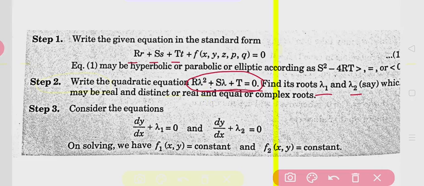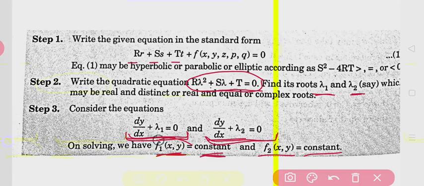So these two roots may be real and different, or real and equal, or complex also. Okay, now for these roots you have to form two differential equations. First differential equation dy by dx plus lambda 1 equal to 0, second will be dy by dx plus lambda 2 equal to 0. Then you have to solve it. That means you have to take the integral of these equations. When you find the integral of these equations, you will get some function of xy, say f1 of xy, and the solution some function of xy, say f2 of xy. So f1 of xy equal to constant, f2 of xy equal to constant.